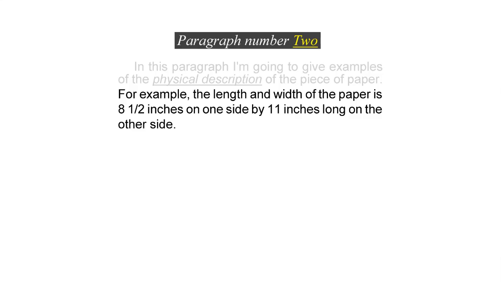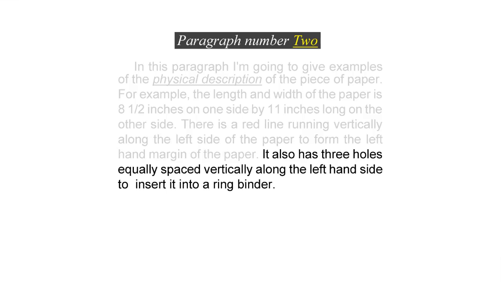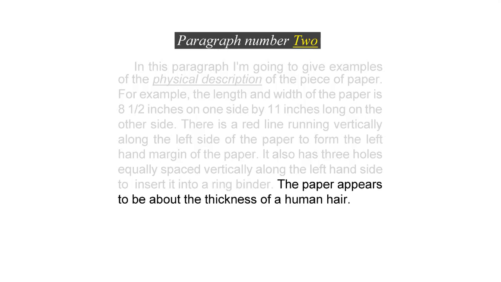All right. There is a red line running vertically along the left side of the paper to form the left-hand margin. Yes. Is there anything else you can say about it? Okay. It also has 3 holes equally spaced vertically along the left-hand side to insert it into a ring binder. That's good. One more thing you could possibly do is try and describe how thick it is. Okay. The paper appears to be about the thickness of a human hair.